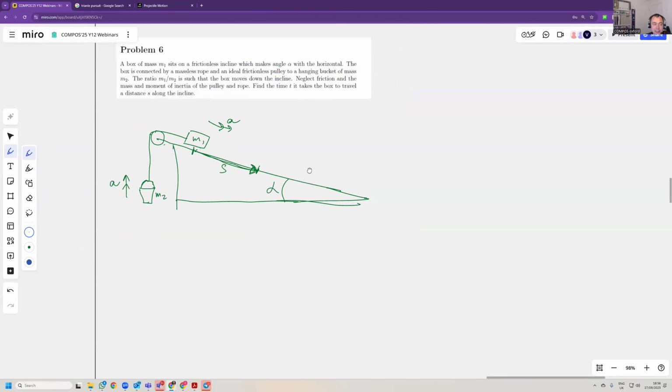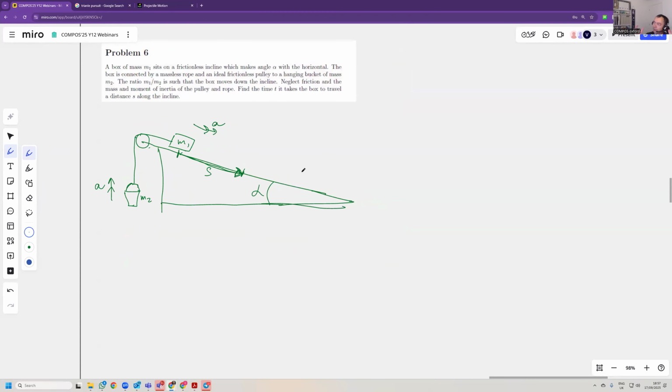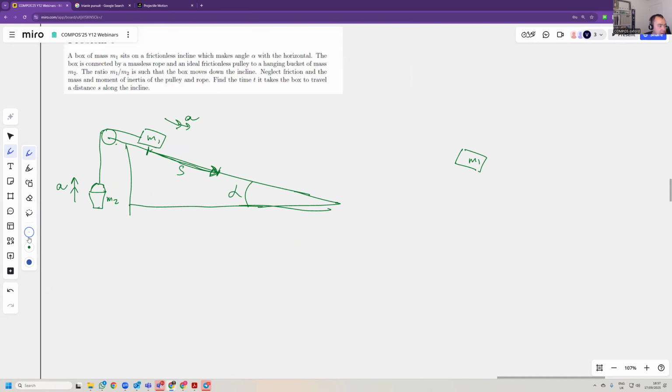All right, this is quite a straightforward problem. So as in any problem with several masses, we look at each mass separately. So looking at the mass M1. So it has a downwards force, which is mg. It has a normal reaction force, and it has a tension force, tension in the rope.